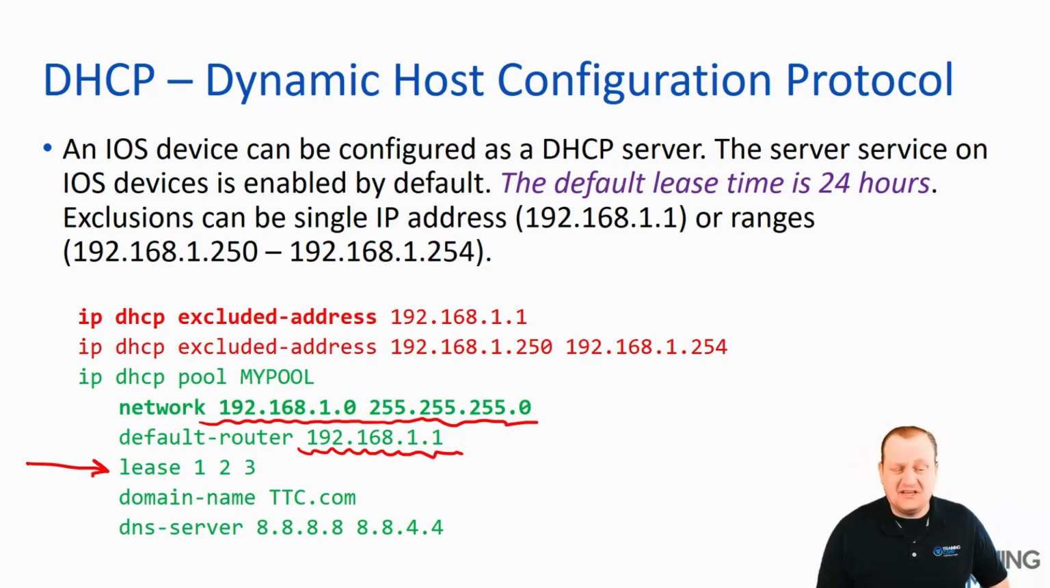If I wanted to change the lease time, I can do so here. This is days, hours, minutes. The default lease time would be 24 hours, 1 day. So there I set it so addresses should be given out for 1 day, 2 hours, and 3 minutes. Really kind of unnecessary. I almost never bother to deal with that. 24 is fine unless you're like a convention center or something like that.